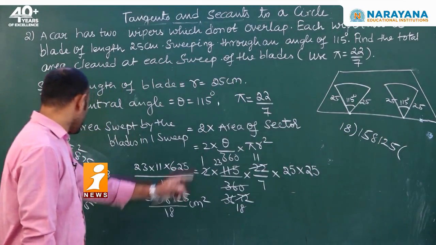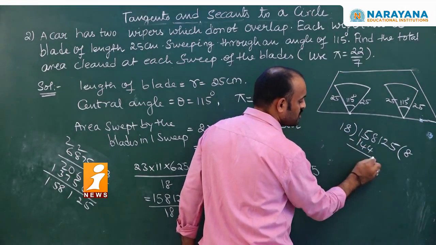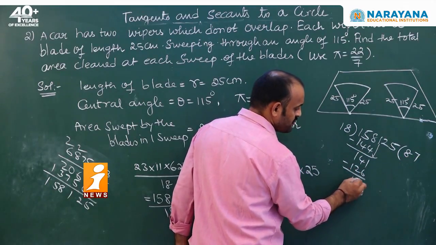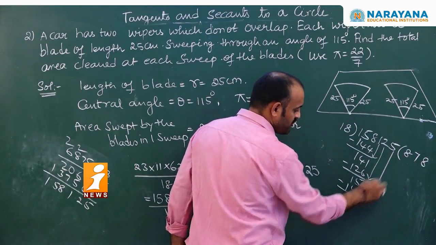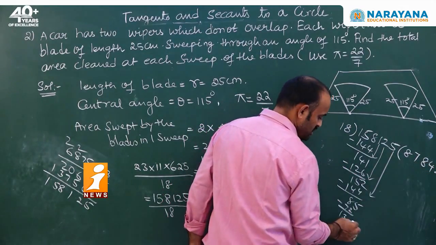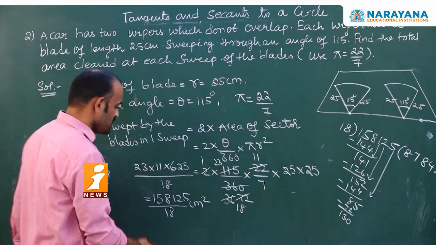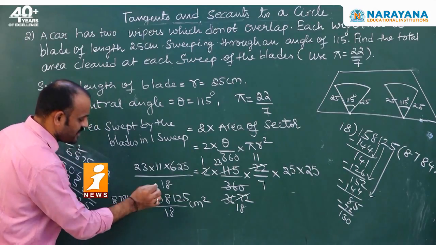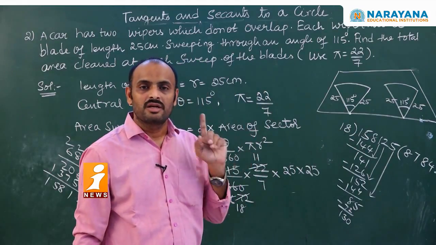So with 18 I am going to divide this. 18 8s are 144. The remaining is 14. Borrow 1. 18 7s are 126. 15. Borrow 2. 18 8s are 144. 8. Borrow 5. 18 4s are 72. 13 remainder. If I keep decimal, it will become 0. I can keep 0 here. 18 7s 126. Therefore, 8784.7 centimeter square is the area swept by the blades in one sweep.